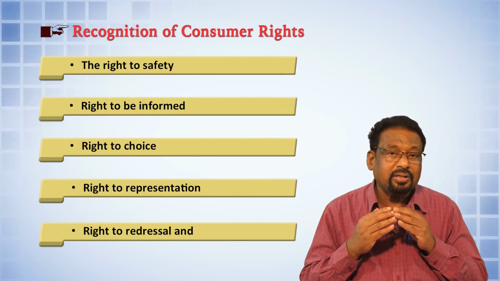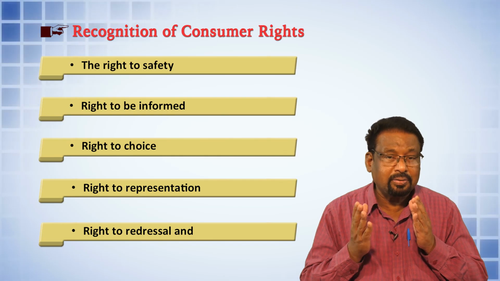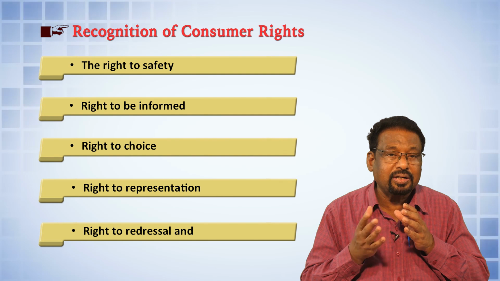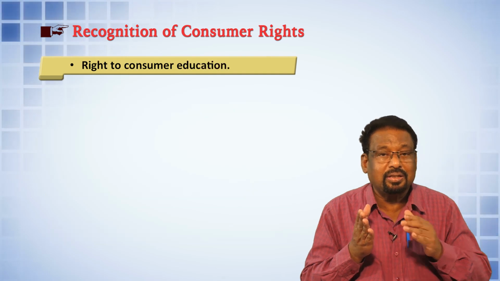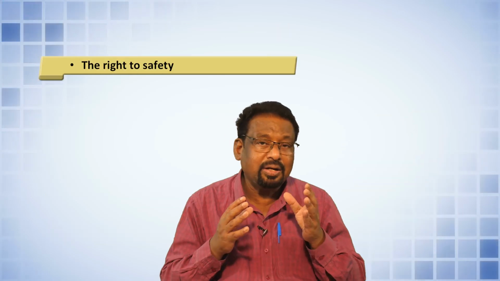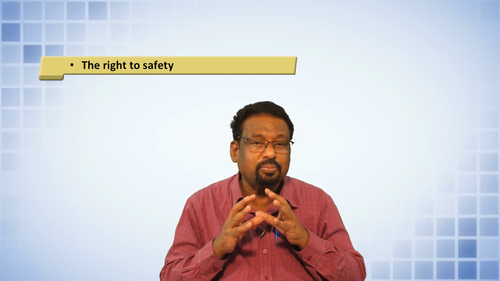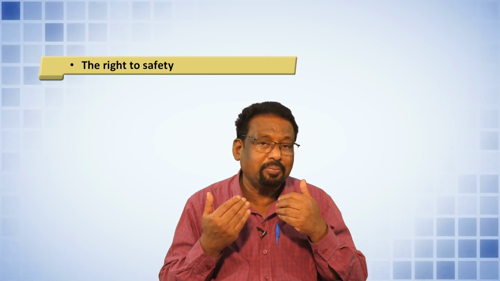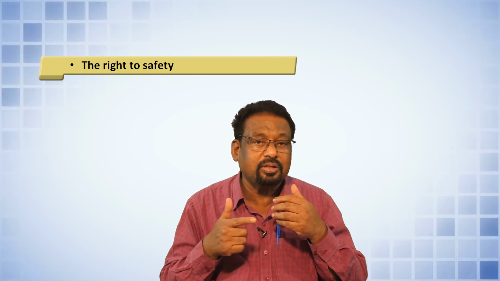Now, rights of the consumers concerned, we have 6 rights of consumers. The right to safety, the right to be informed, the right to choice, right to representation, right to redressal, then right to consumer education. These are the 6 rights. Right to safety refers to the product sold should be safe, and the safety standards must be preserved and maintained by the seller or the producer or the manufacturer.